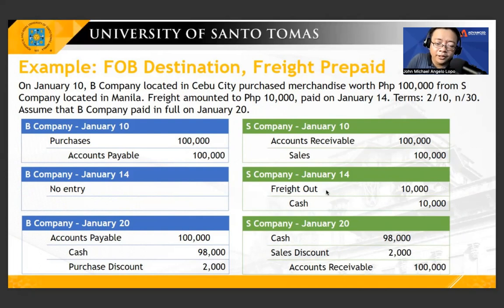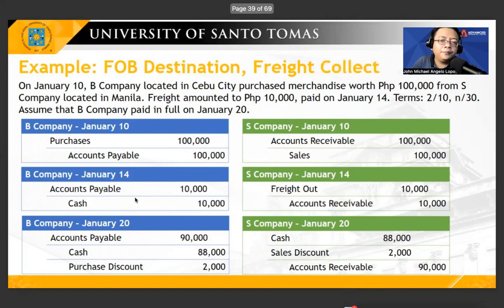Pero this one, freight out. And you debit freight out and credit cash. Yung B, same as kanina. So, accounts payable of 100, cash of 98, and purchase discount of 2, cash of 98, discount of 2, and account receivable of 2. Walang problema ito, class. Ito lang yung makakaproblema, no? FOB destination, seller dapat ang nagbayad, pero ang nagbayad ay si buyer.